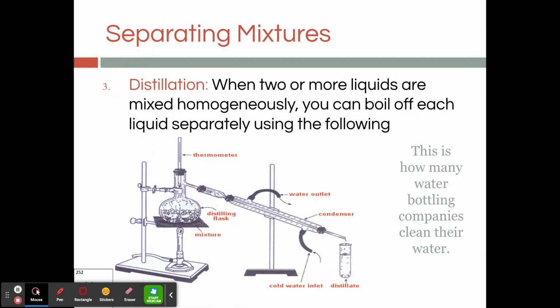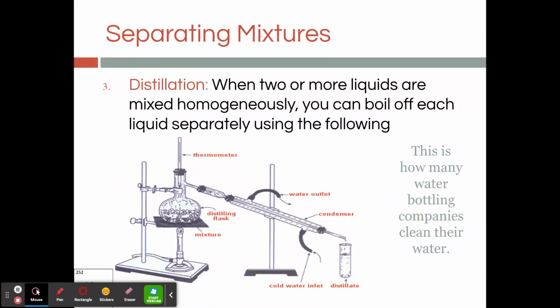Distillation is a little bit more unique. They actually use this whenever you're making alcohols or refining oils. Distillation uses the specific boiling point within two liquid mixtures. And generally, with liquid mixtures, they dissolve or they mix well.